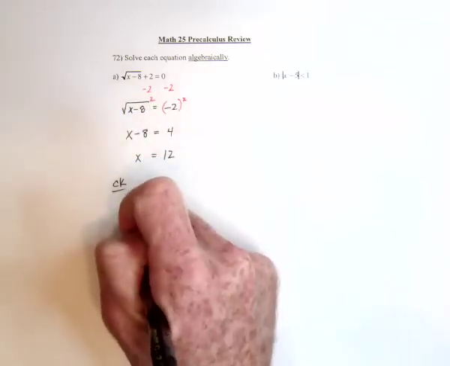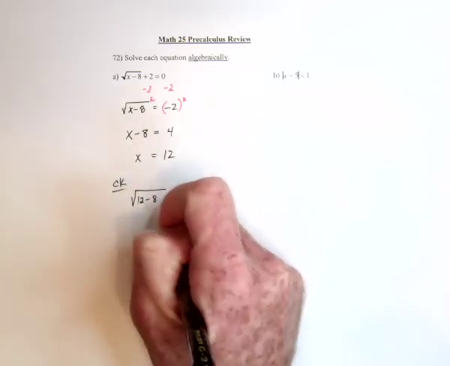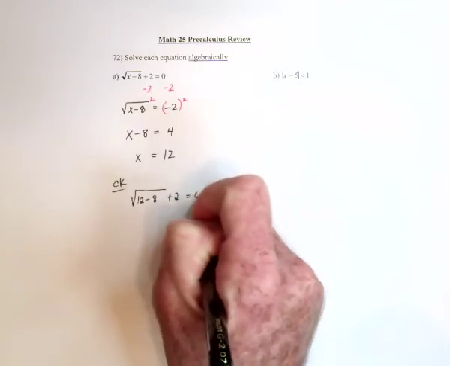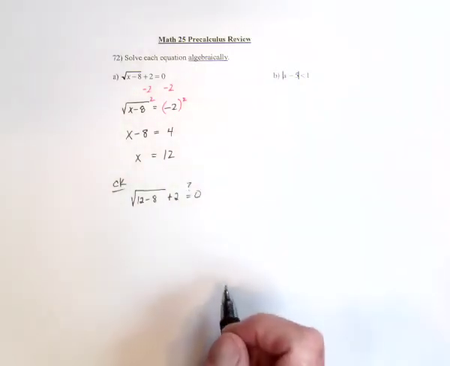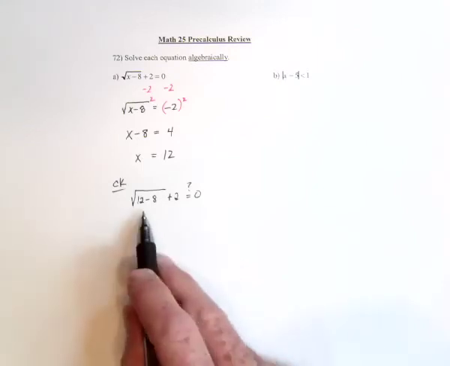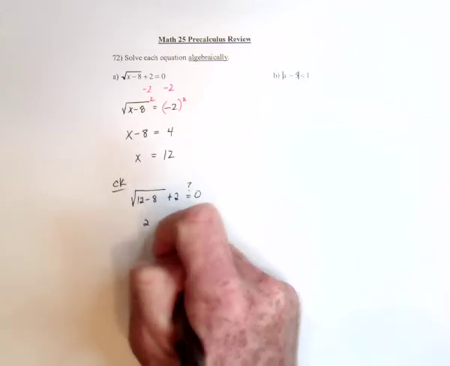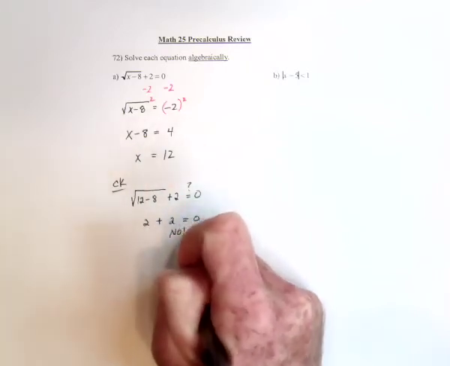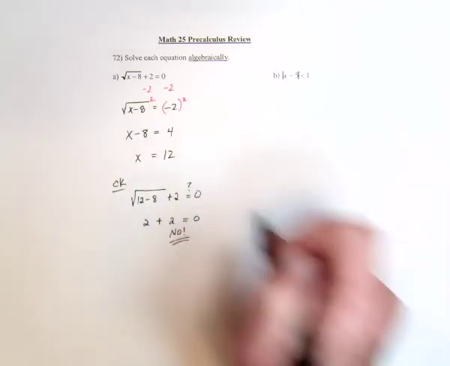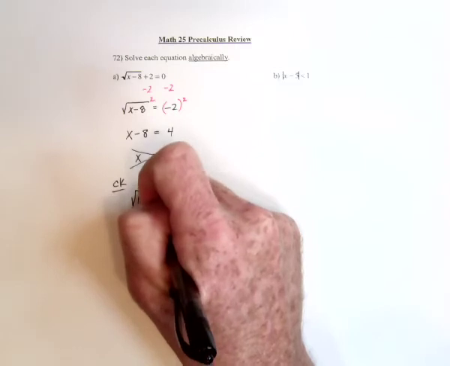So with this one, go back and substitute in a 12. So 12 minus 8 plus 2 equals 0. This is really a question. Did it work? Well, this is going to be a 4. So take the square root of 4 is 2. So is 2 plus 2 equal to 0? No. So you throw that answer away. There's no solution.